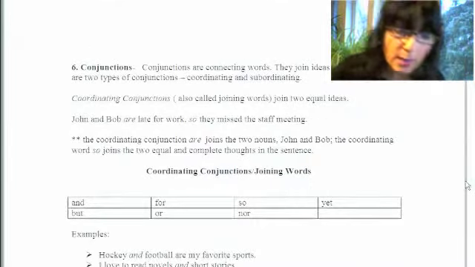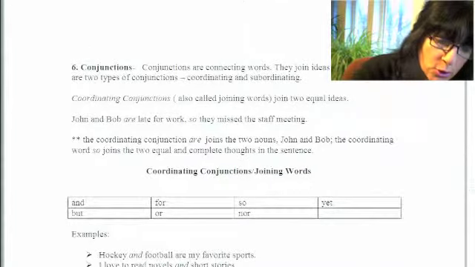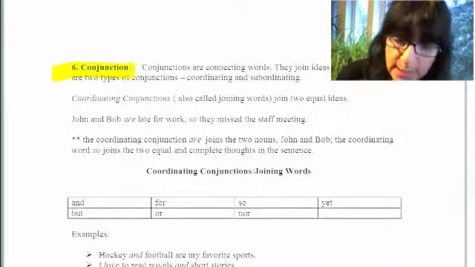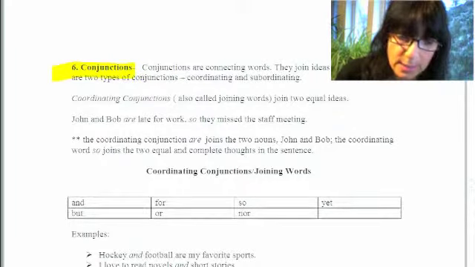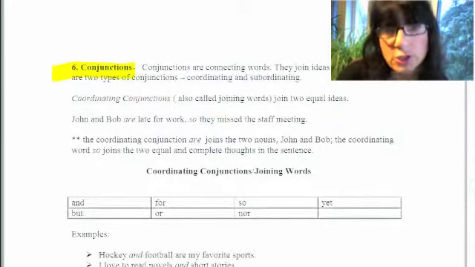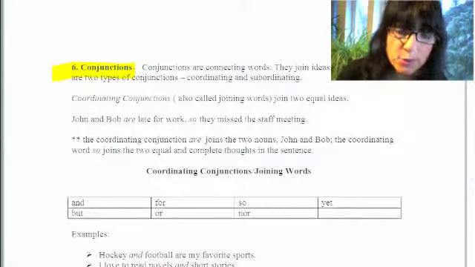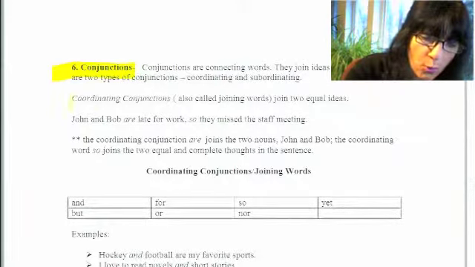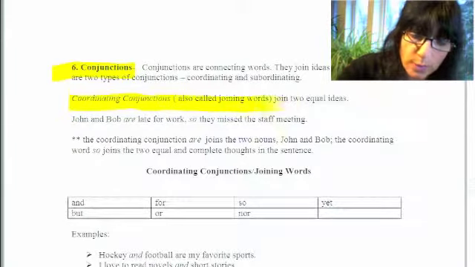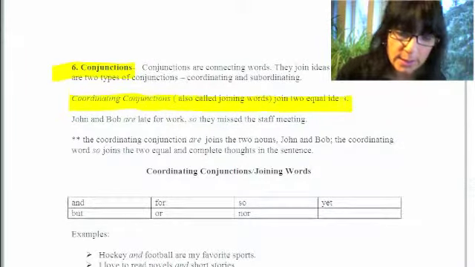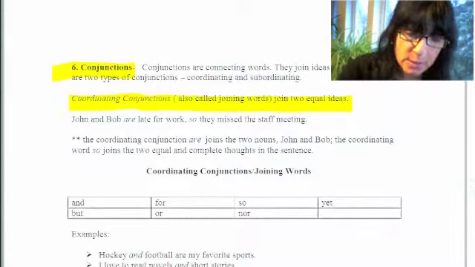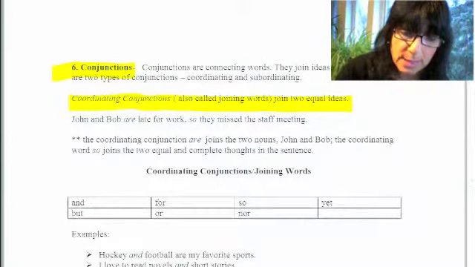Okay, then we have the 6th part of speech is called conjunctions. Conjunctions are connecting words. They join ideas. And there are 2 types of conjunctions, and you will hear these terms quite frequently, coordination and subordination. Coordinating conjunctions are joining words, and they join 2 equal ideas. Let's look at some examples. John and Bob are late for work, so they missed the staff meeting.